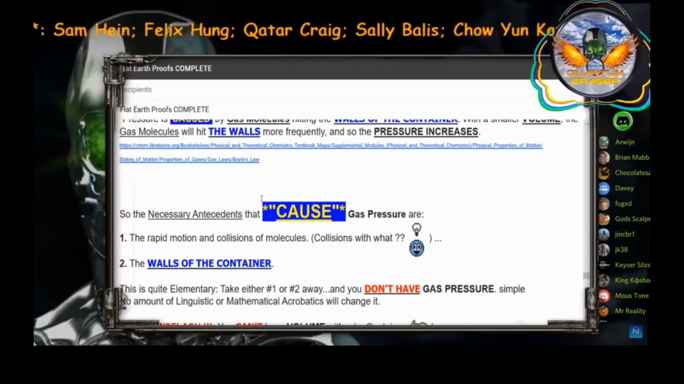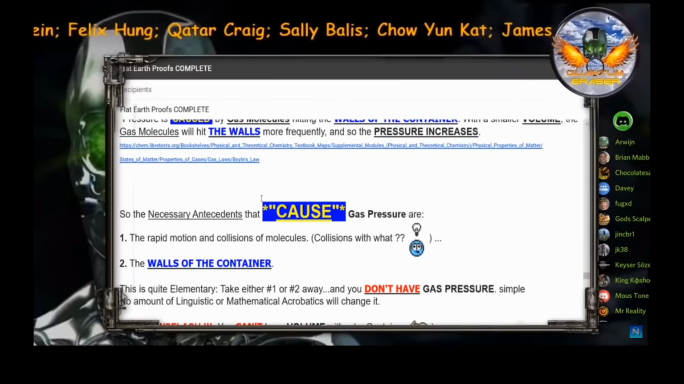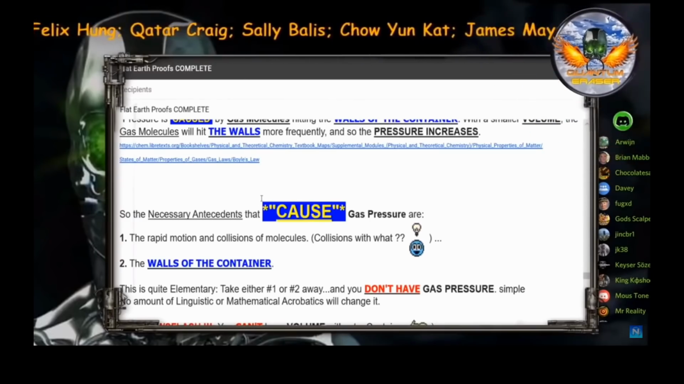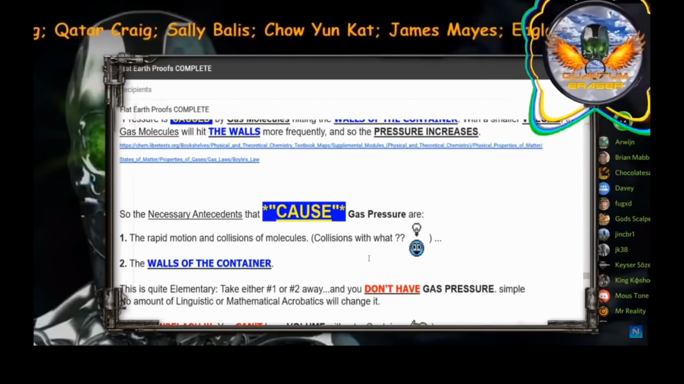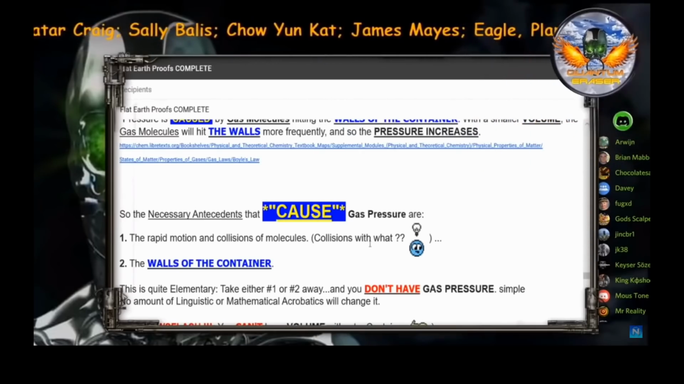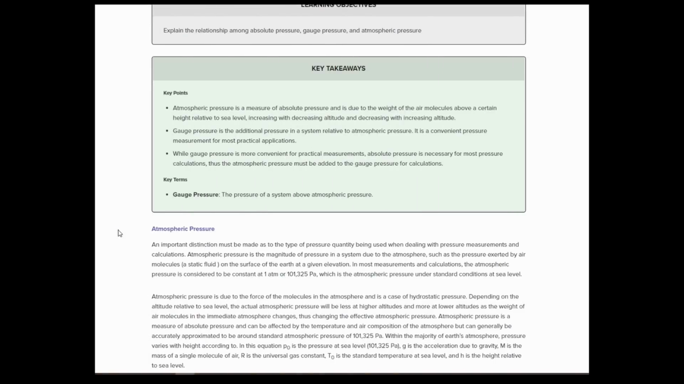So the necessary antecedents that cause gas pressure, the things that cause it, are the rapid motion and collision of molecules. Well, collisions with what? Well, with the walls of the container. Well, QE, since you insist on whistling past the obvious difference in atmospheric pressure and gas pressure, let me give you a citation of my own.